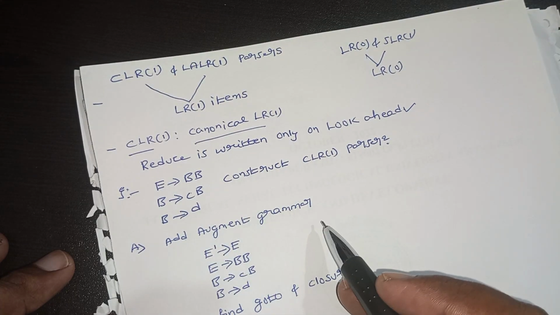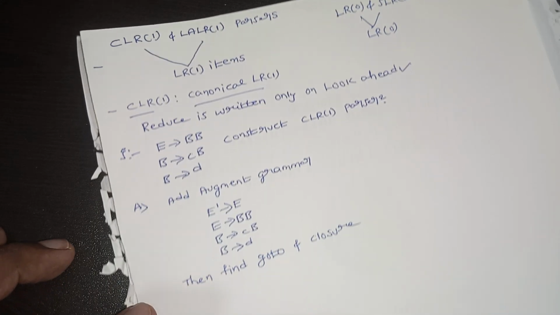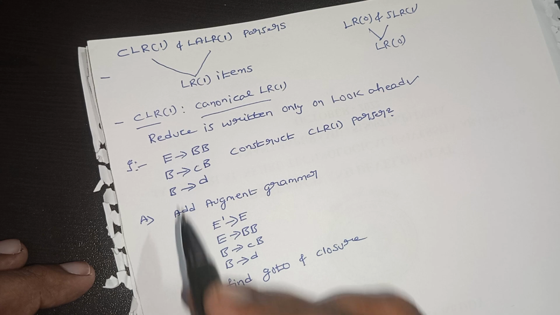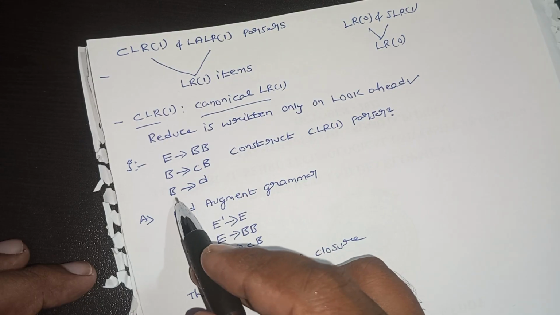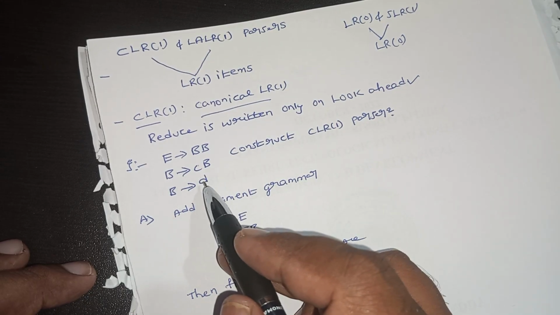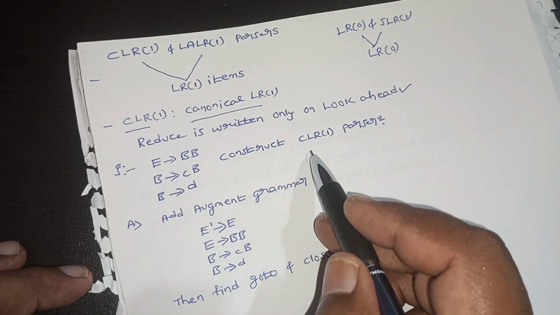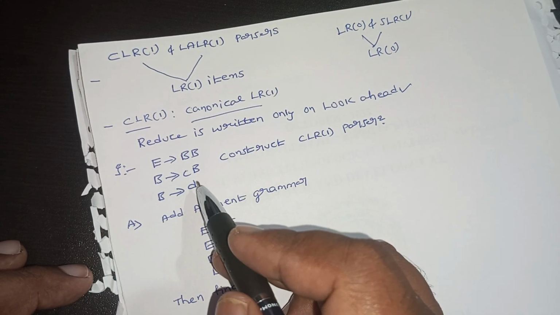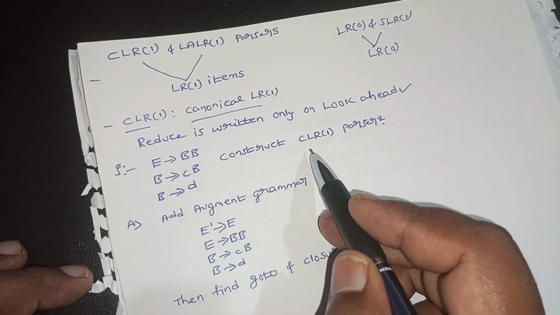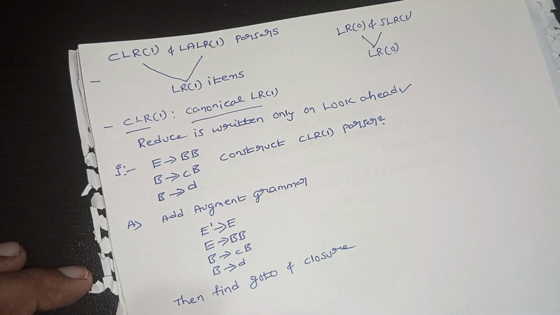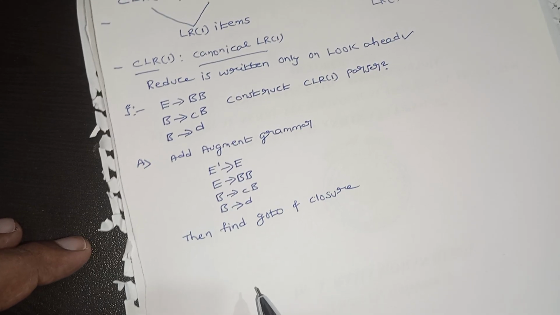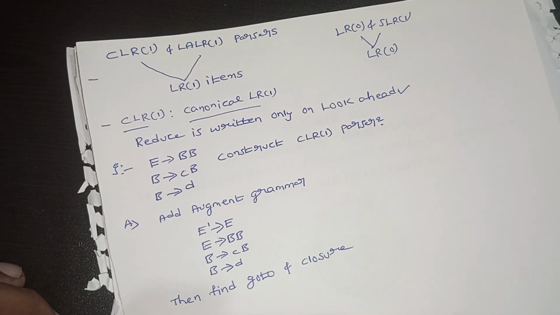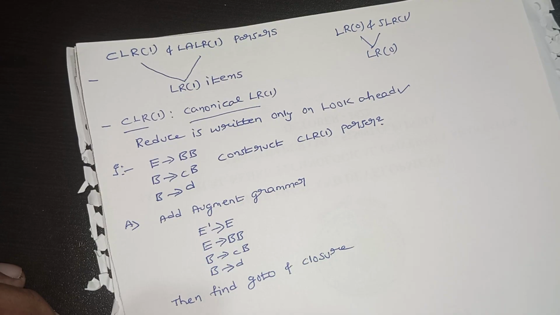I will take an example, which is very easy to understand. In the exam they will give a grammar: E tends to BB, B tends to small c capital B, B tends to small d. This is a context free grammar, and they will ask you to construct a CLR(1) parser. Everything is the same as LR(0), SLR(1) and LR(1), all looking like similar answers, but with a small difference.